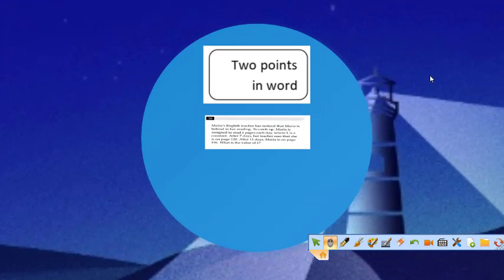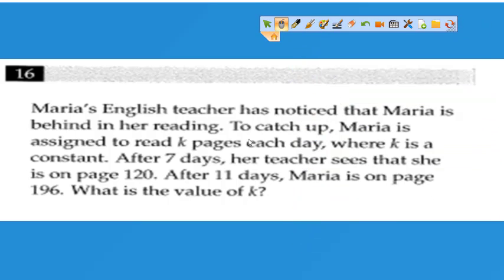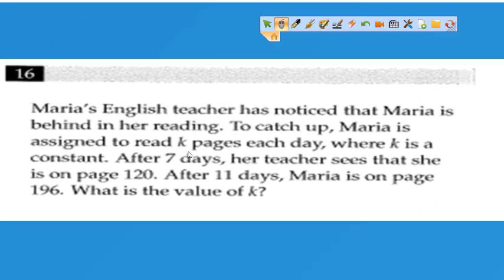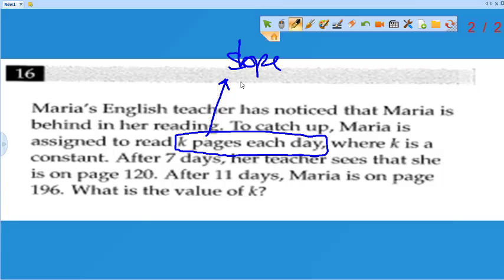Then 2 points. If it's a given 2 points, how would you determine slope? From this situation, look. Maria's English teacher has noticed that Maria is behind in her reading. To catch up, Maria is assigned to read K pages per day. She is going to read K pages per day. Look, what's meant by this one? Each day she will read K pages. What's meant by this one? This is the slope.